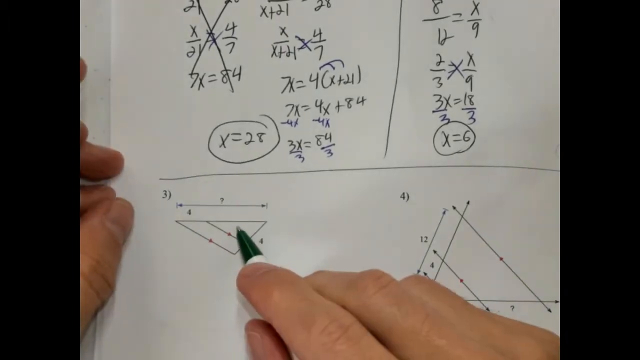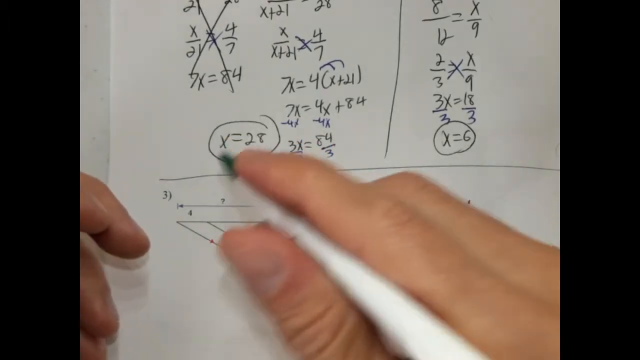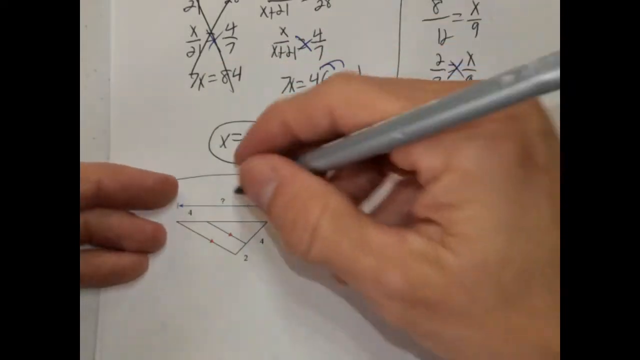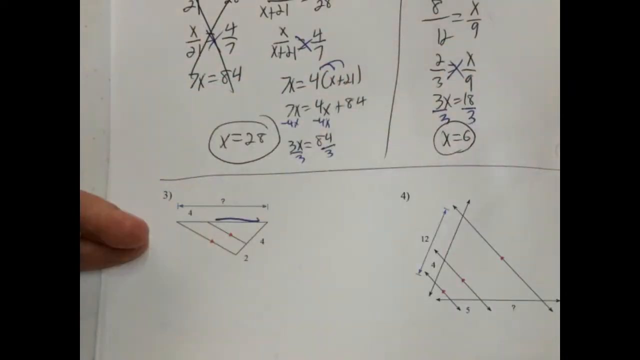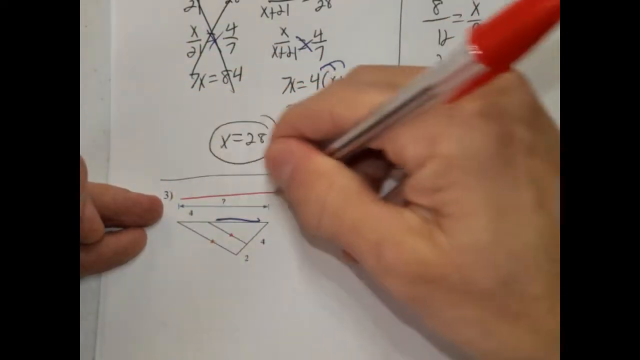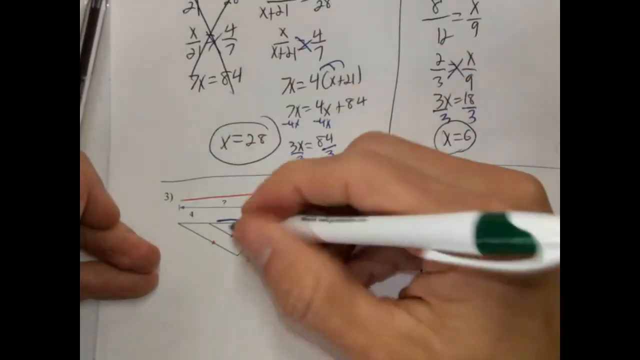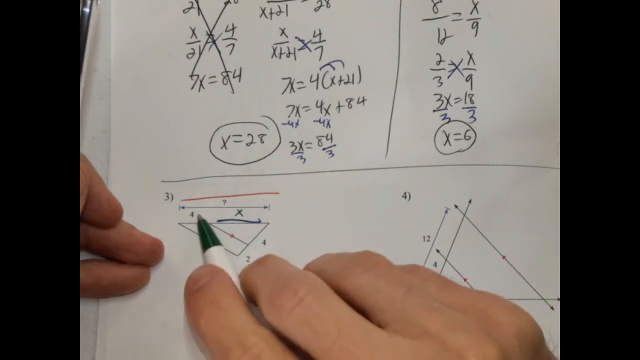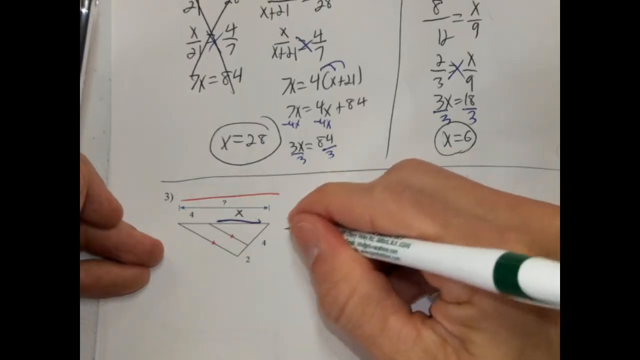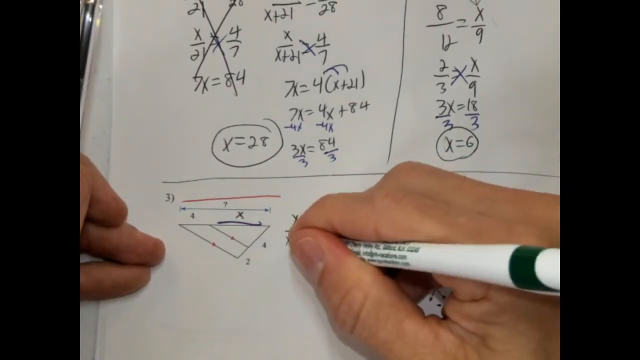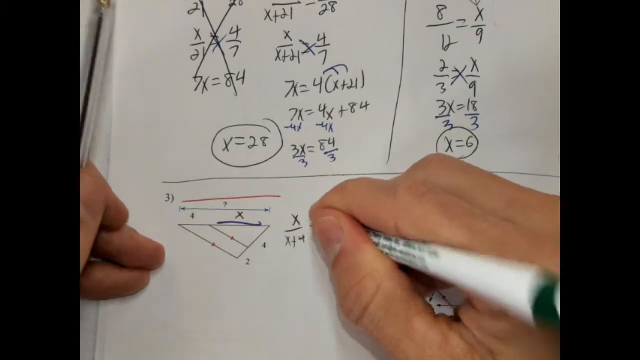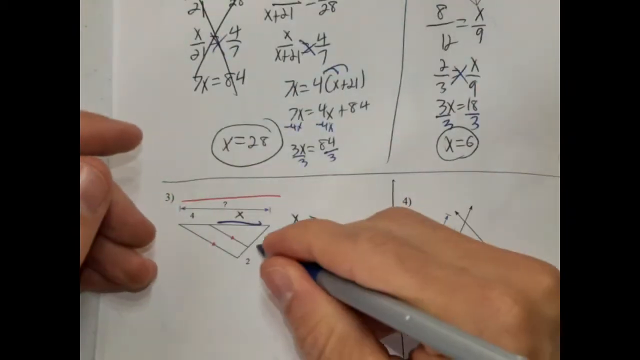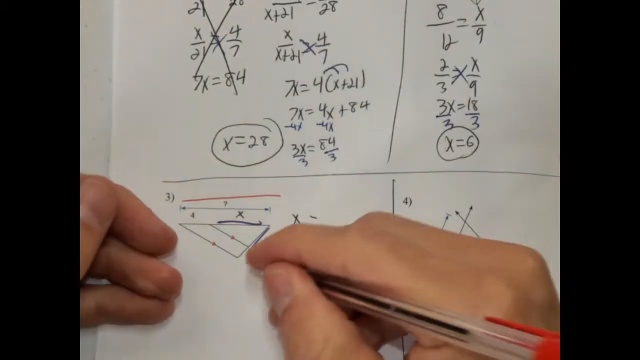All right, here we're going to do blue over red. So this is going to be our x. So x over, now I'm not going to make the same mistake twice. This whole thing is x plus 4. So x over x plus 4 equals blue over red.